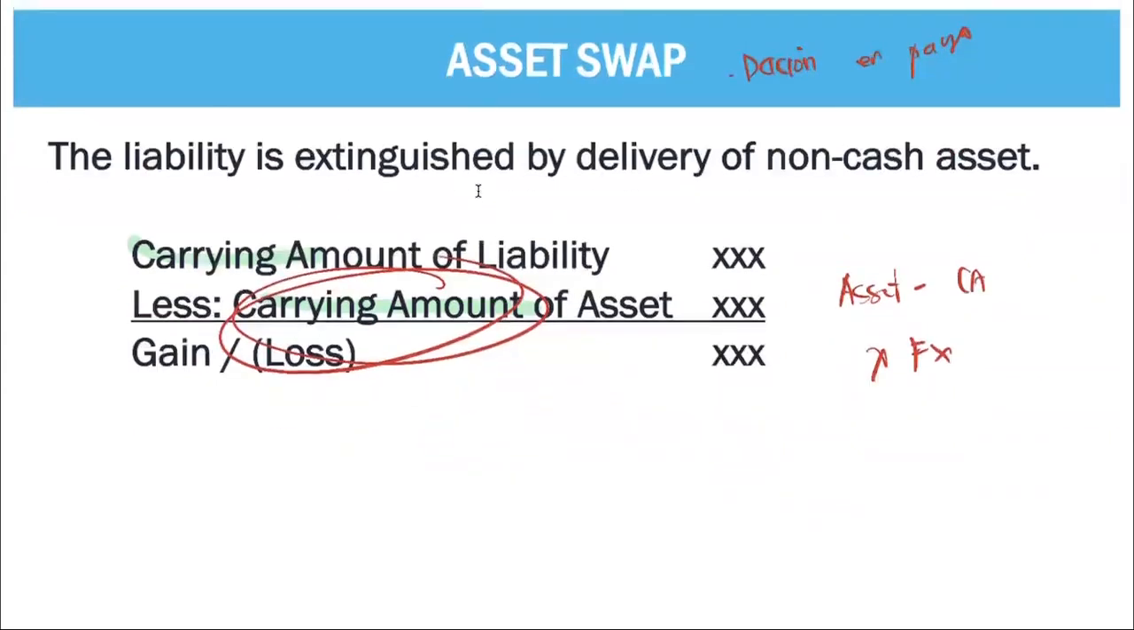So a while back in your debt forgiveness, what happens? You will just forgive the liability, then it's done. But in your asset swap, you will pay first using an asset. So to get your gain or loss on extinguishment, you compare the carrying amount of the asset to the carrying amount of your liability.